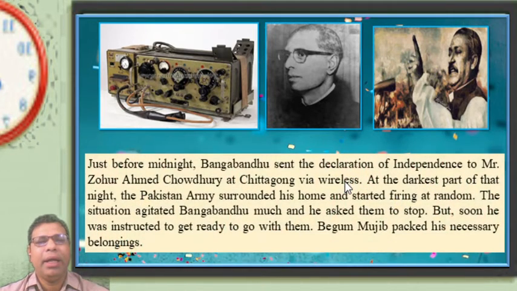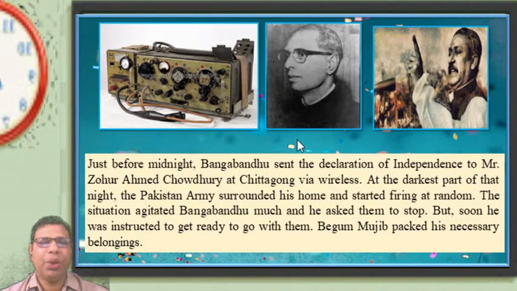And just before midnight, Bangabandhu sent the Declaration of Independence to Mr. Johir Ahmed Chowdhury at Chittagong via wireless. At the darkest part of that night, the Pakistan army surrounded his home and started firing at random. The situation agitated Bangabandhu much, and he asked them to stop.